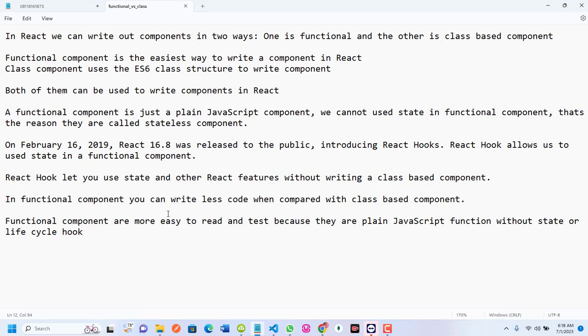So you can see the reason why 95% of developers stick with functional components. They are easy to read and test, and with React Hooks supporting them with state, that is why functional components are so popular. So that is why I have to introduce you to this topic, so that you don't get confused.